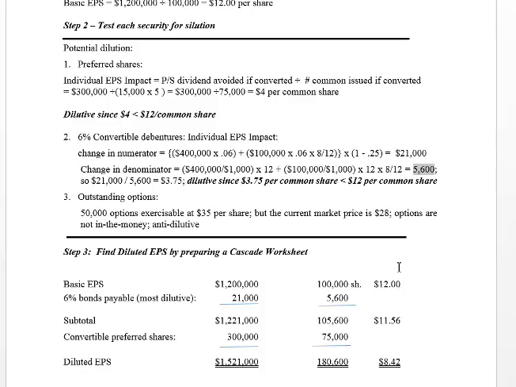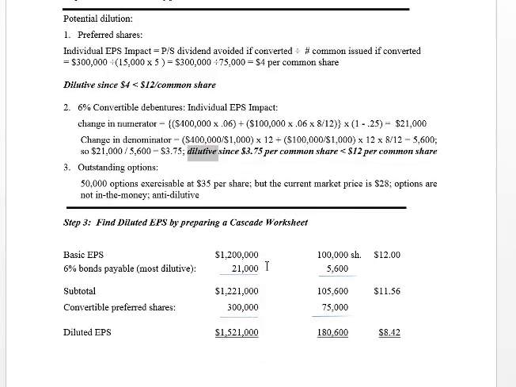So if we want to look at the EPS impact on the 6% convertible bonds, our EPS impact is going to be 21,000, which we get from here, divided by 5,600, the change in the denominator. And that's going to be an EPS impact of $3.75 per common share, and that is definitely less than $12 a share, so therefore it is dilutive.